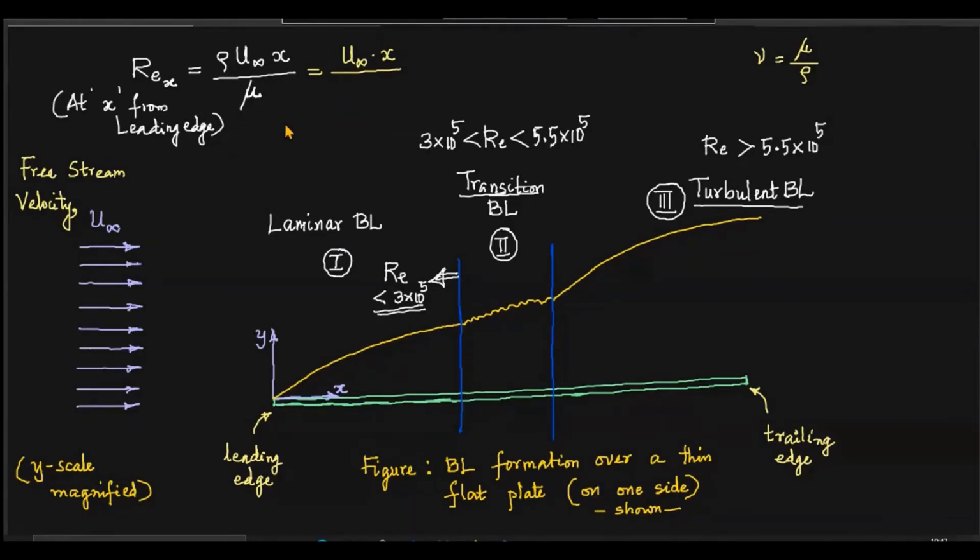So the reciprocal, when it comes to the denominator, becomes mu by rho. That is the kinematic viscosity nu. So this can be made use of. Either u infinity into x by nu, the kinematic viscosity, or otherwise rho u infinity into x by mu, where mu is the absolute or dynamic viscosity. Either of these relations can be used for finding the Reynolds number.